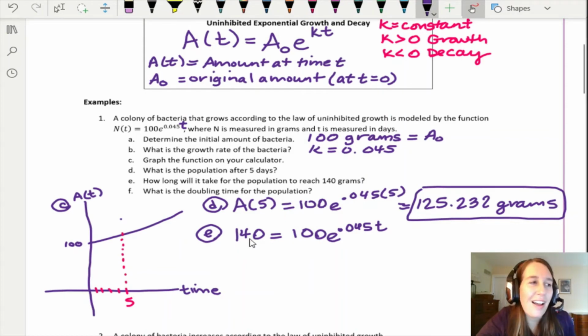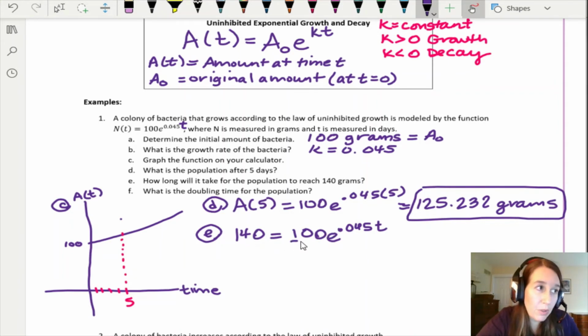Okay, so we know the amount, and we're looking for the time. So we can solve this using logs, yay! Or we can actually solve this in our calculator. So let's look at the way to solve using logs first, and then look at the calculator.